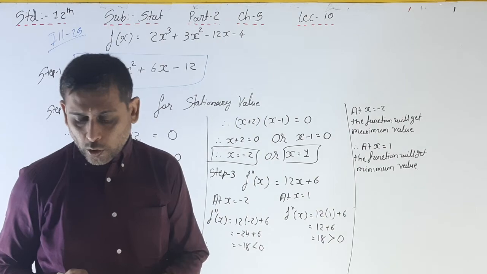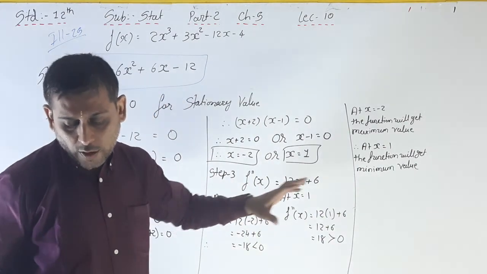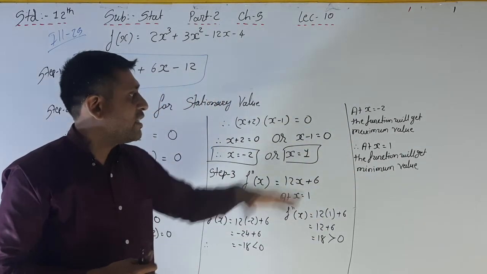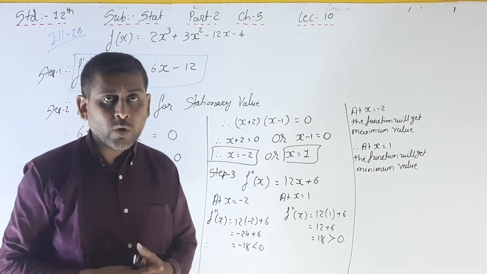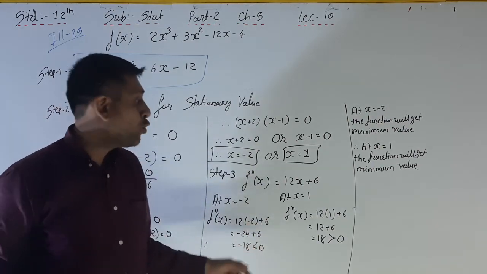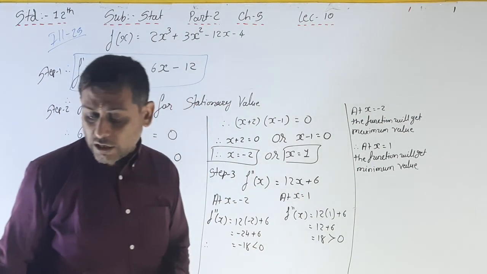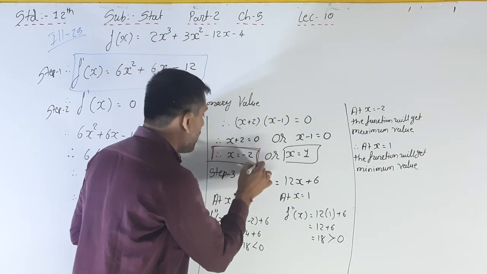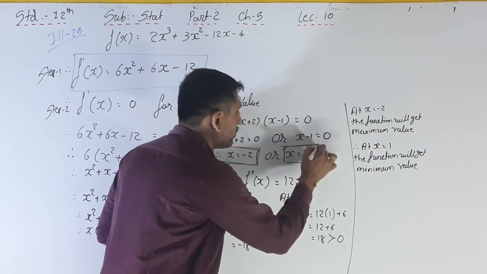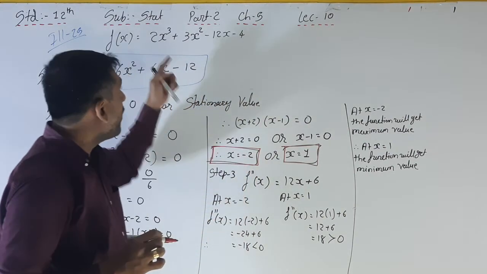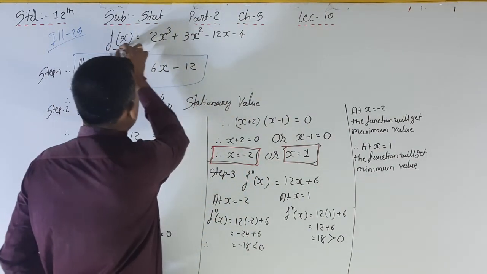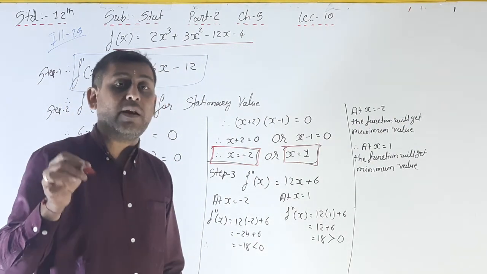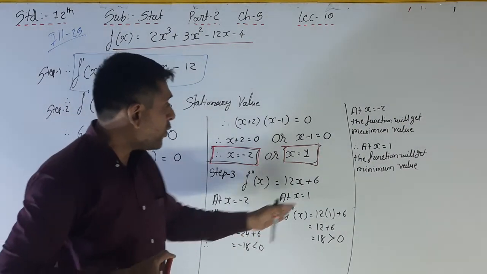Okay, so here the function will get the minimum value and here the function will get the maximum value. So two values are there. Now we have to put these stationary values into our original function, that is the main function, and find out the maximum and minimum value. See here what we are finding out here.